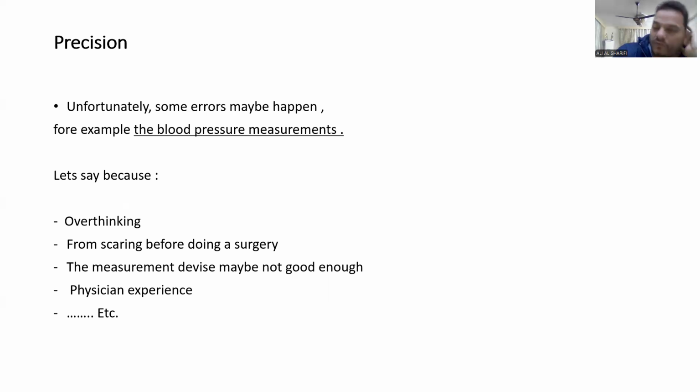Let's say because of overthinking, maybe he is a shy person, maybe from fear, you know, most ill patients, because of fear or thinking bad before the surgery, her or his heart rate will increase more. The measurement device maybe is not good enough, or the physician's experience is not good enough, and other causes.